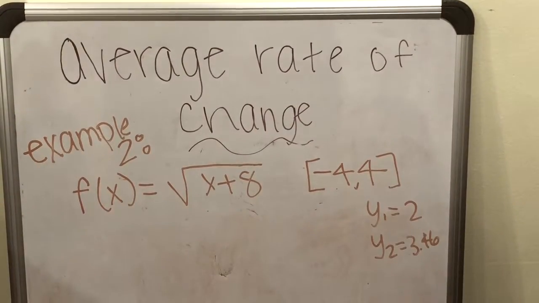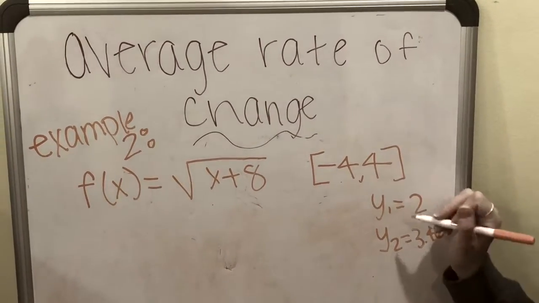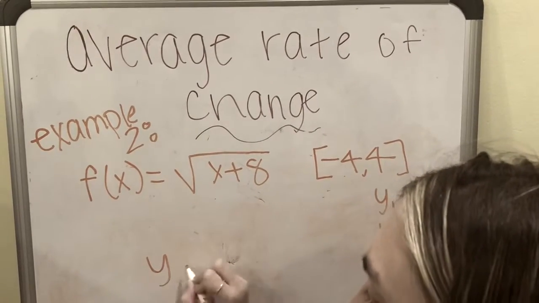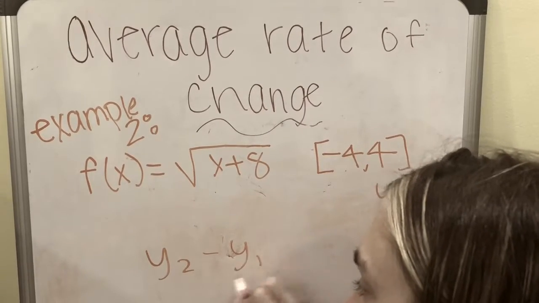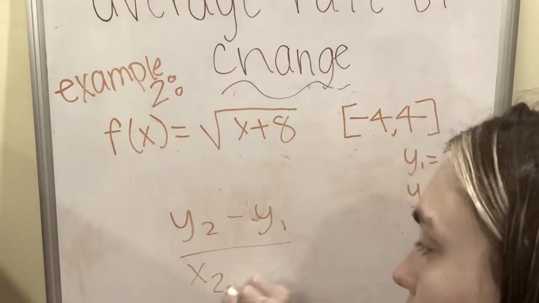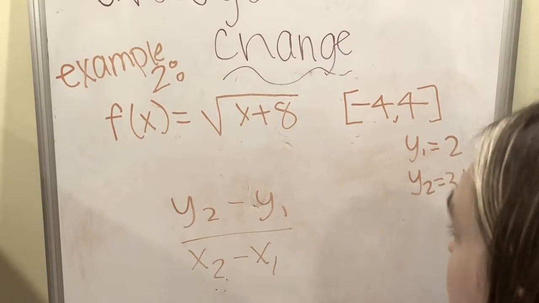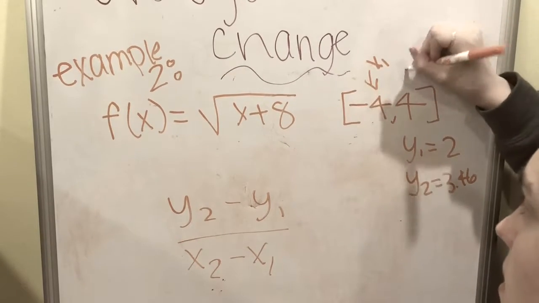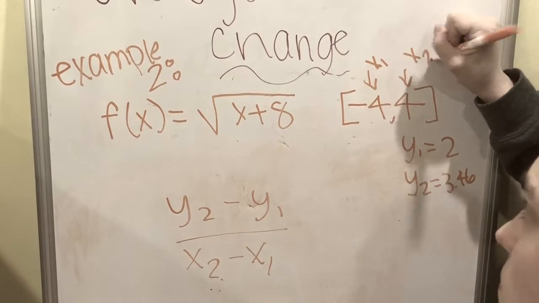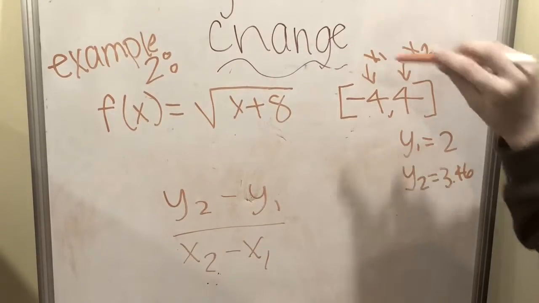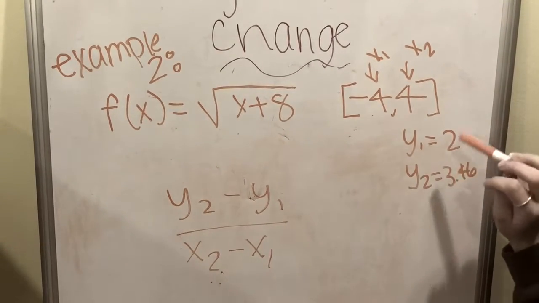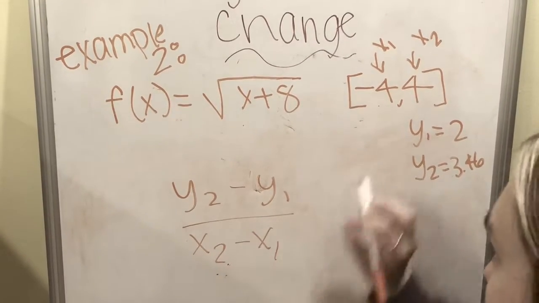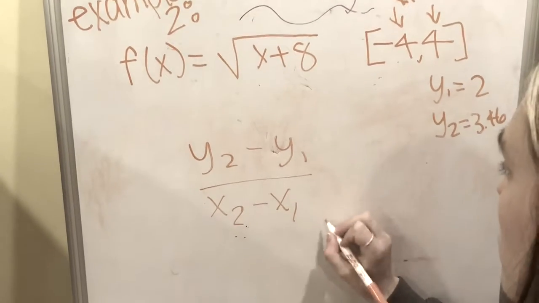Next, in order to continue to find the average rate of change, you plug y1 and y2 into your slope formula of y2 minus y1 over x2 minus x1. For these x values, I made the first one x1 and the second one x2. It doesn't matter which one's x1 and y1 and x2 and y2 as long as they match up. Next, you plug in your numbers.